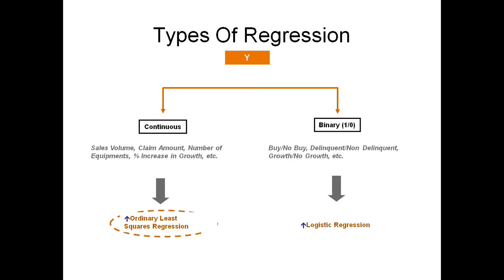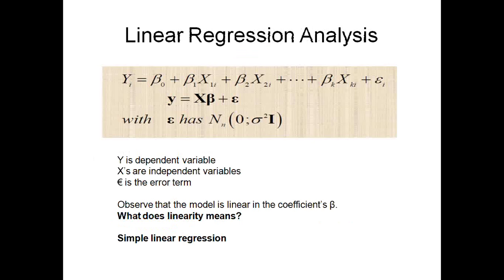So what's OLS? Linear regression analysis. It's a continuous regression analysis, where our dependent variable Y takes a continuous distribution. As you see, the equation is Y_i equals beta naught plus beta 1 X1i plus beta 2 X2i, and so on and so forth, plus epsilon_i. In short form, using matrix notation, it is Y equals X beta plus epsilon. Here Y is our dependent variable which we are going to predict.